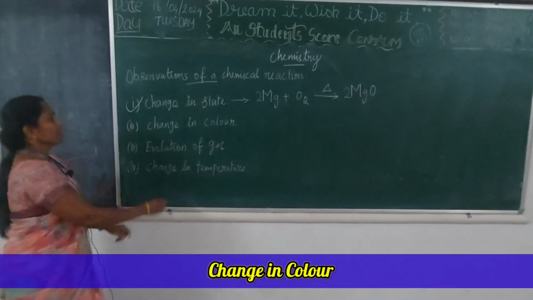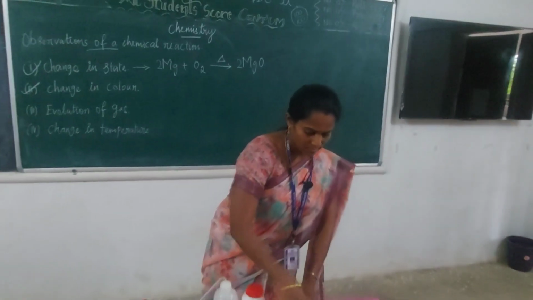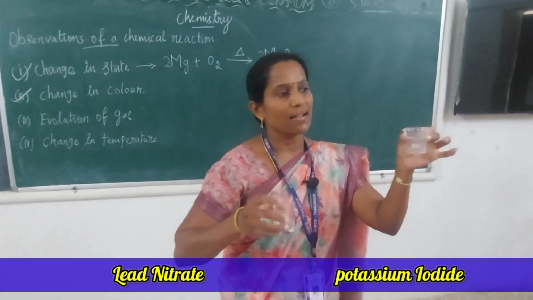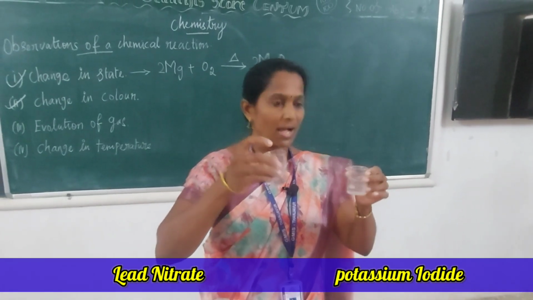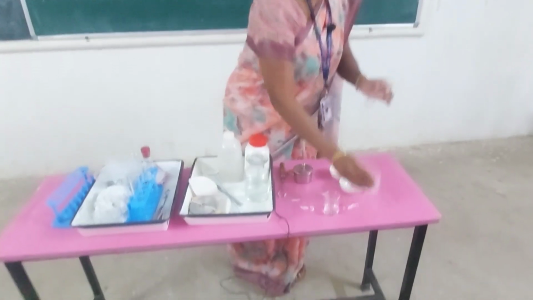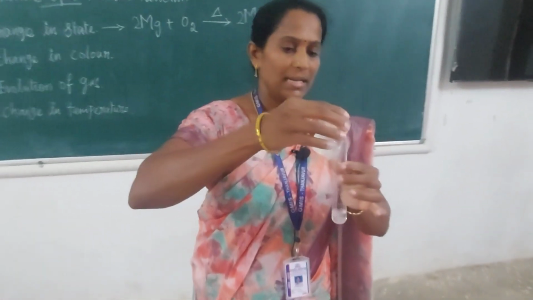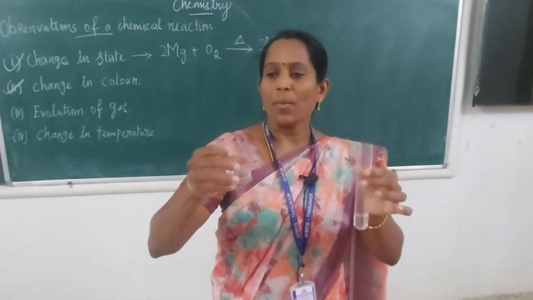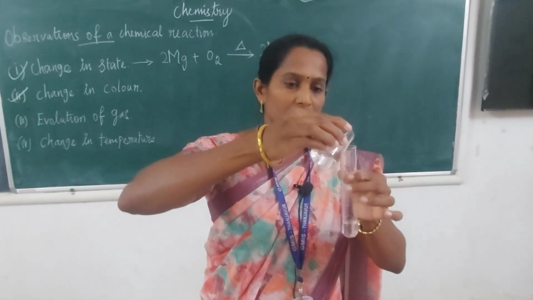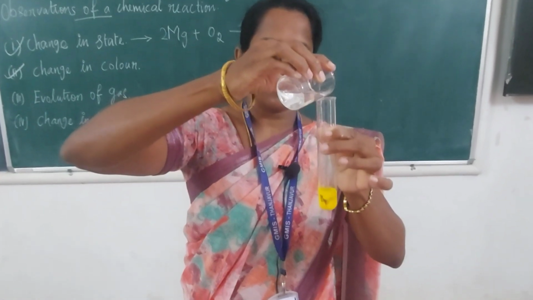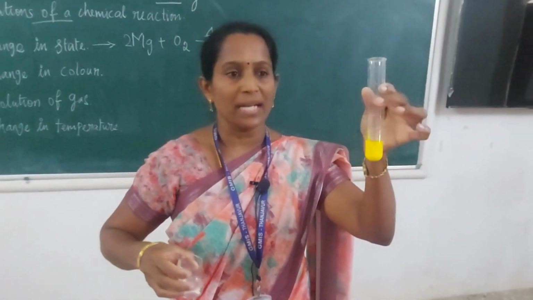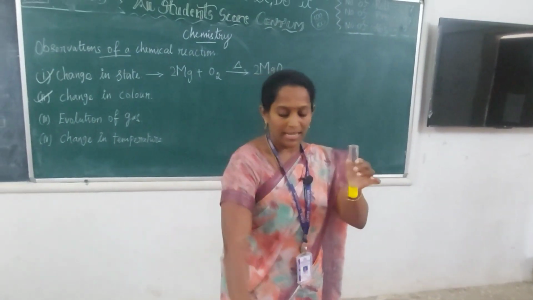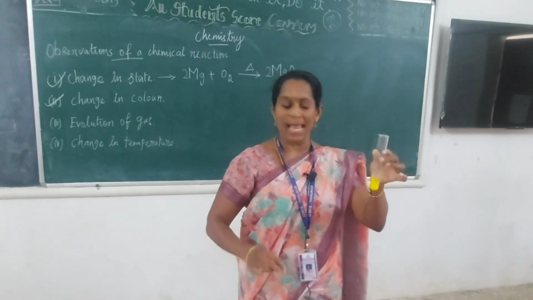The second one is change in color. Here I have two solutions. One is lead nitrate, another one is potassium iodide. Both are colorless. Take a small amount of lead nitrate in a test tube. Add some amount of potassium iodide into it. It forms yellow precipitate of lead iodide. It is due to the reaction between lead nitrate and potassium iodide.